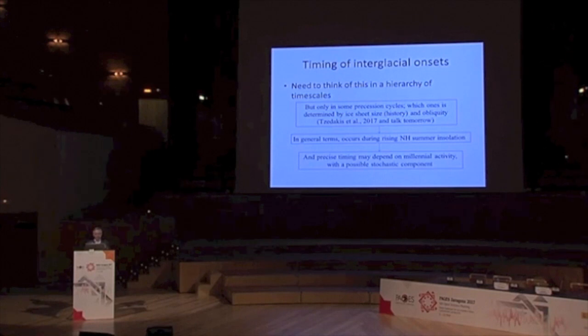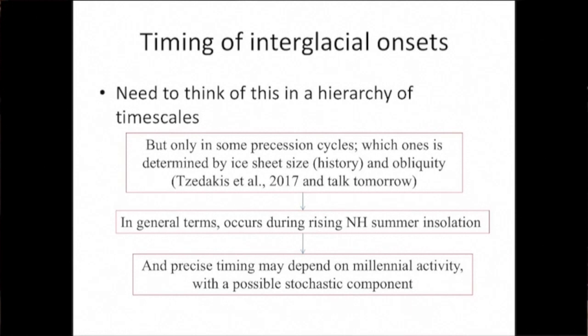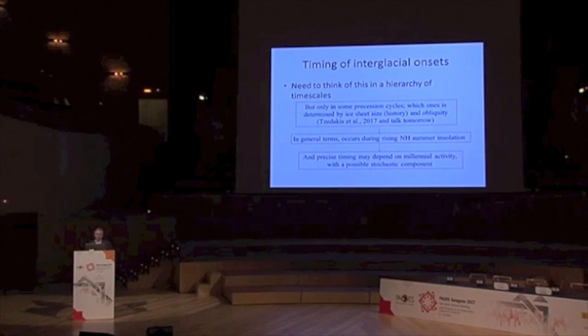So that's telling you which precessional cycles, but then there's also the question of precisely how it is phased compared to that Northern Hemisphere insolation, and that seems to depend on this millennial scale bipolar seesaw activity, which will determine when you see it at a particular place in the world. So you might see it earlier in Antarctica and a bit later in methane, for example.